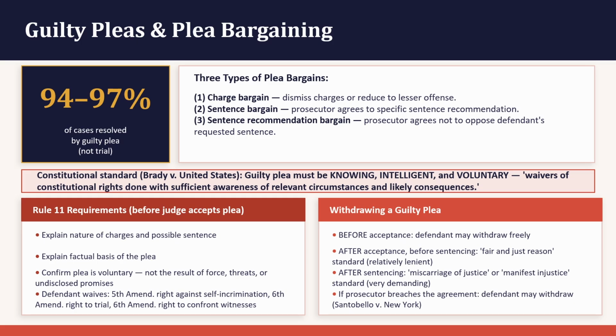The guilty plea is the dominant mechanism of criminal adjudication in the United States. 94 to 97% of criminal cases are resolved this way. The constitutional drama of the jury trial is, in practice, the rare exception. The three types of plea bargains: charge bargains, sentence bargains, and sentence recommendation bargains, each offer defendants something in exchange for waiving three constitutional rights: the Fifth Amendment right against self-incrimination, the Sixth Amendment right to trial, and the Sixth Amendment right to confront and cross-examine witnesses.